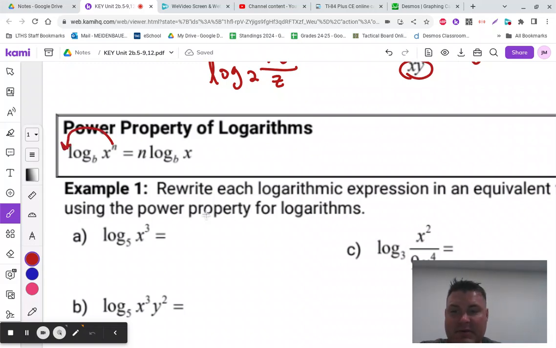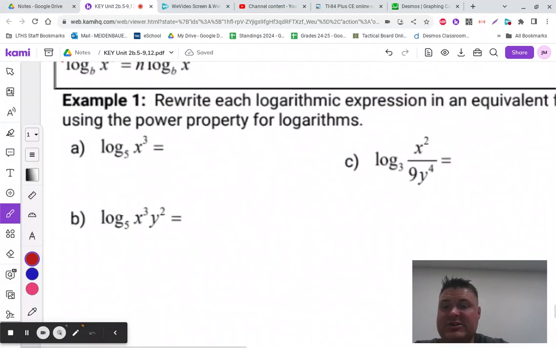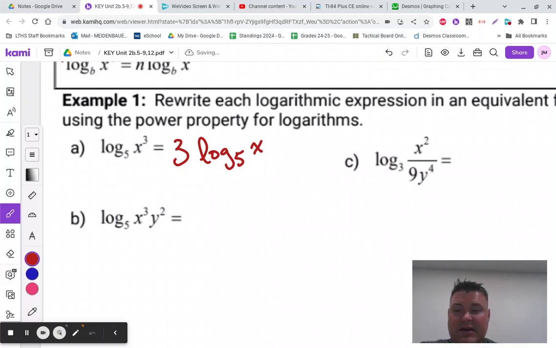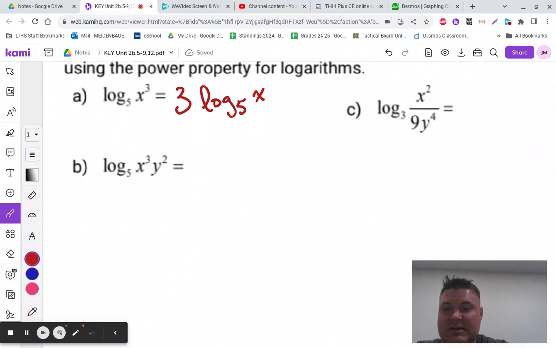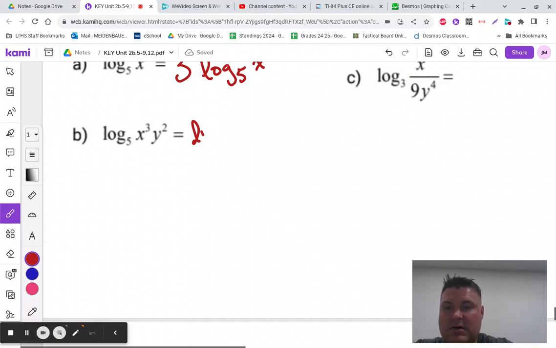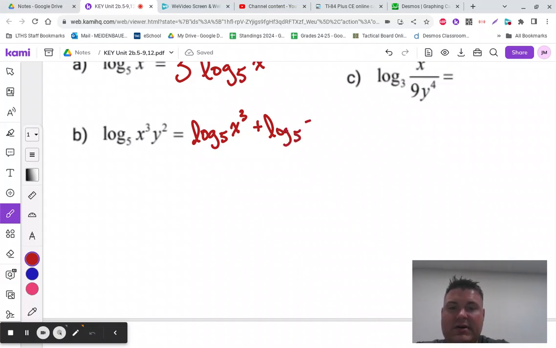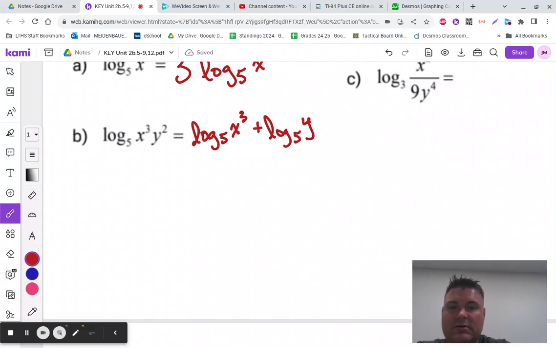You're going to put the n out in front. Okay, so this first one for A, this just becomes 3 times log base of x because we took the power 3, put it in front. For B here, we got two things going on. We're going to separate this as log base 5 of x cubed plus log base 5 of y squared. And then I'm going to move that 3 in front of this log.